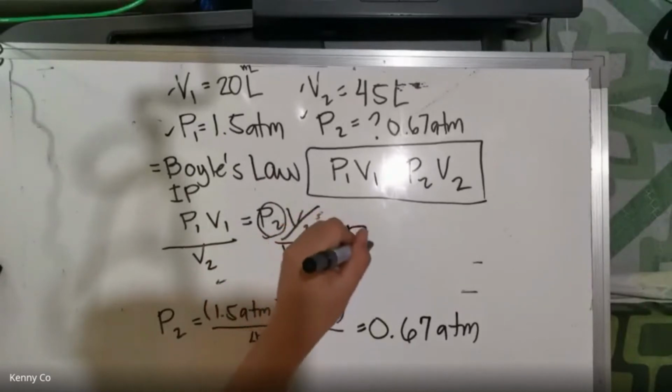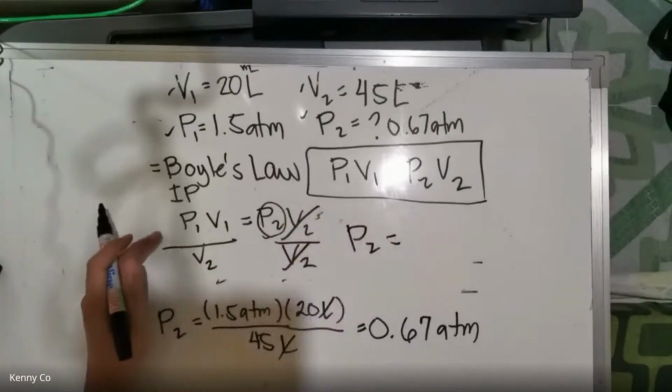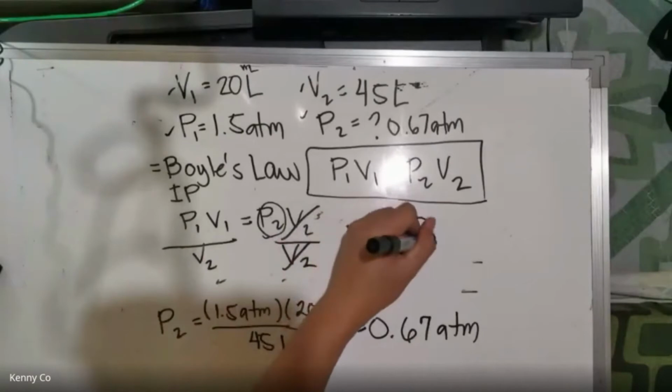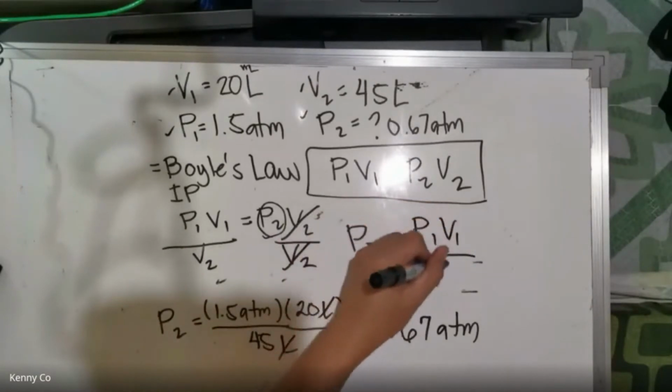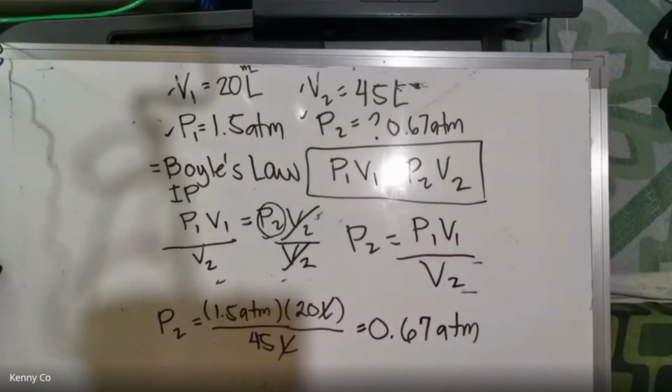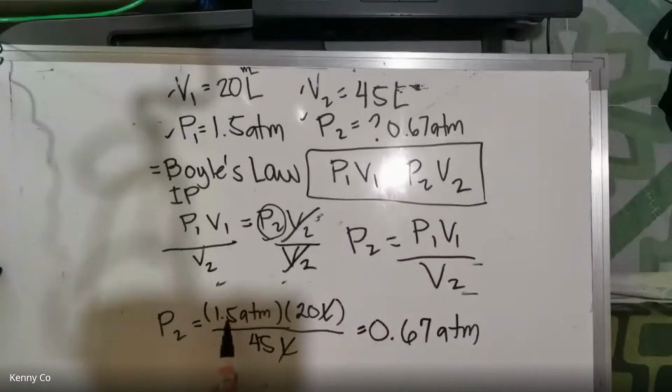So therefore, P2 will now become P1 V1 over V2. Ito na ngayon yung lumabas. Ito yung P1 natin, 1.5 atm. V1 is 20 liters and V2 is 45 liters. So lahat ng mga nasa taas i-multiply, tapos i-divide siya ng nasa denominator. Ang lalabas ay 0.67 atm.